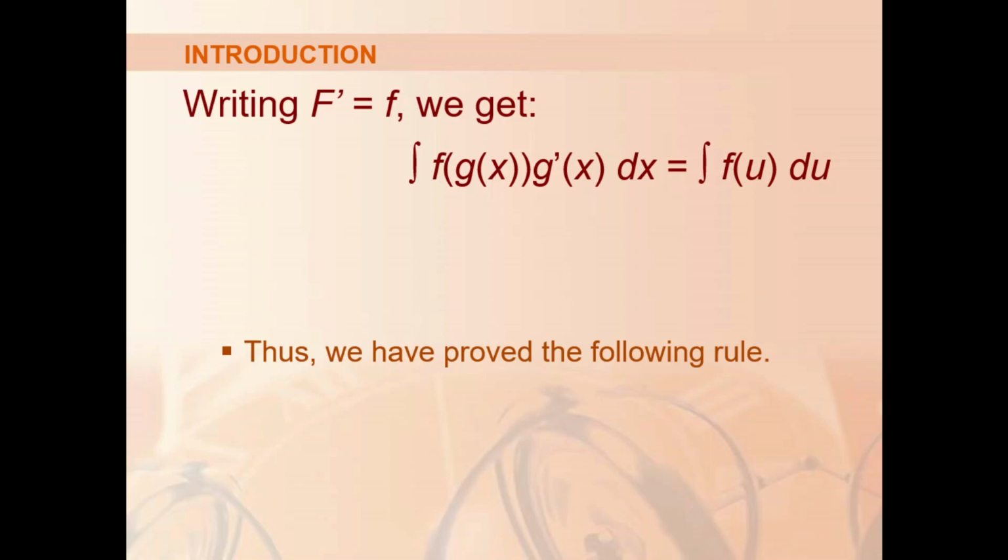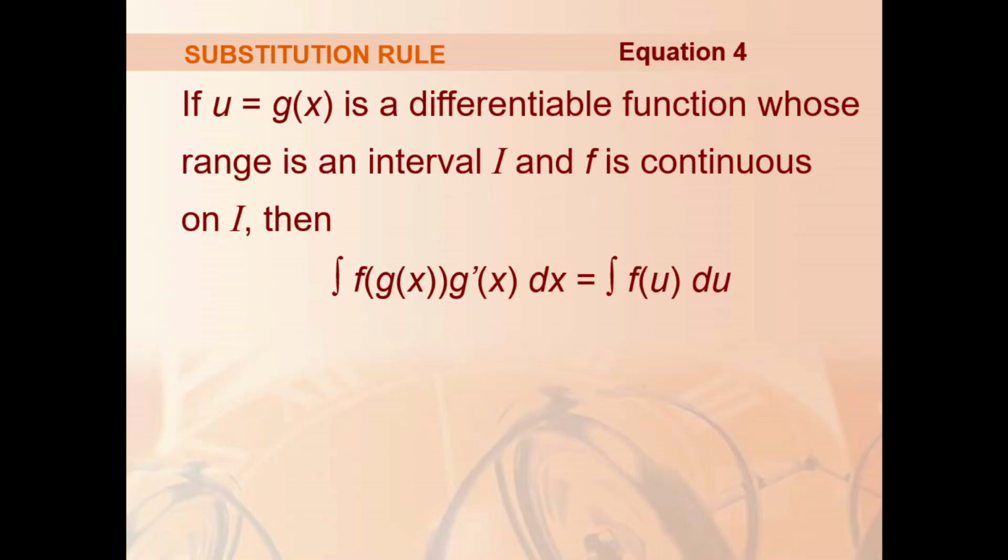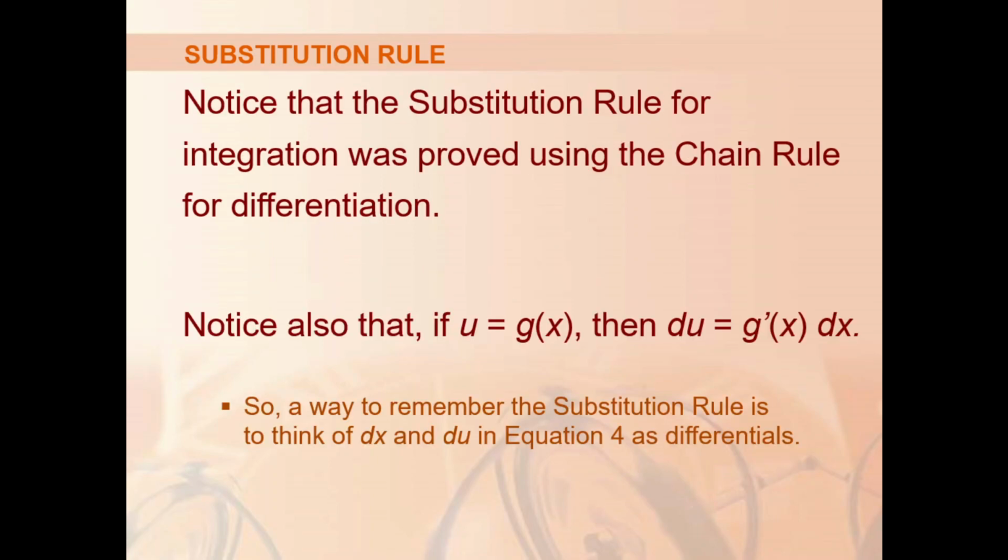Thus, we have proved the following rule. If u is g of x, a differentiable function whose range is an interval I, and f is continuous on I, then the integral of f of g of x times g prime of x dx is equal to the integral of f of u du. If you notice, the substitution rule for integration was proven using the chain rule for differentiation.